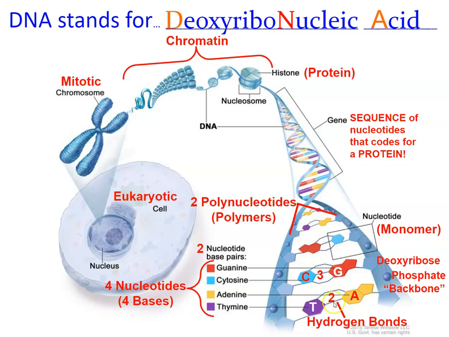That's part of the reason that A will only bind with T and G will only bind with C. It's because of their structure and because they want to form a certain number of hydrogen bonds between them.